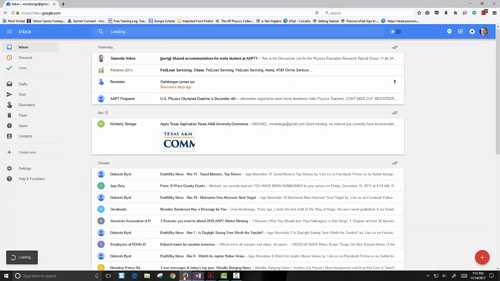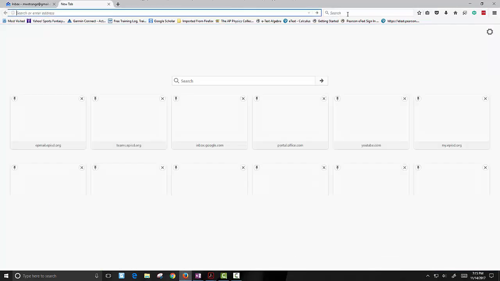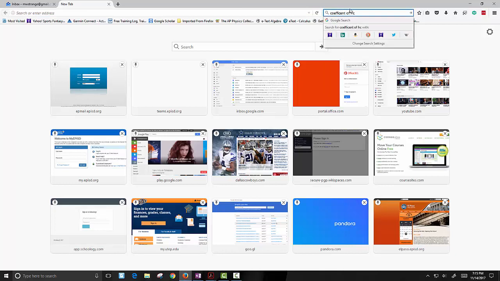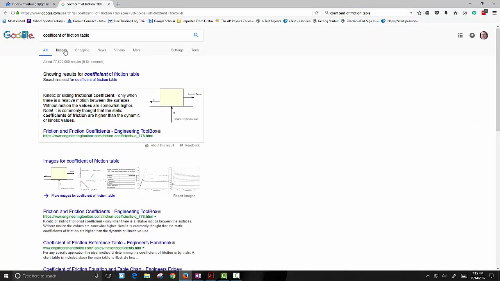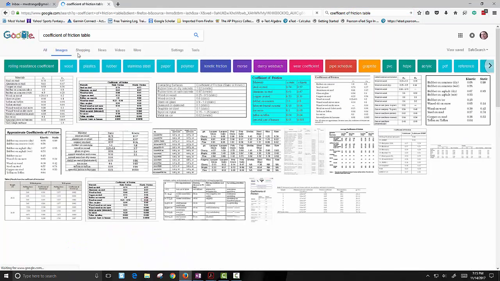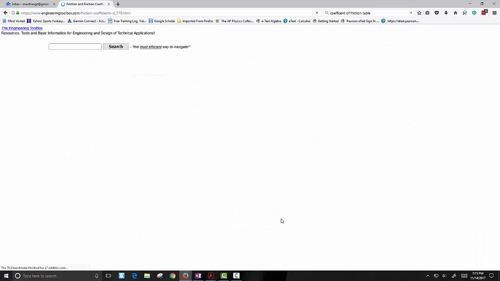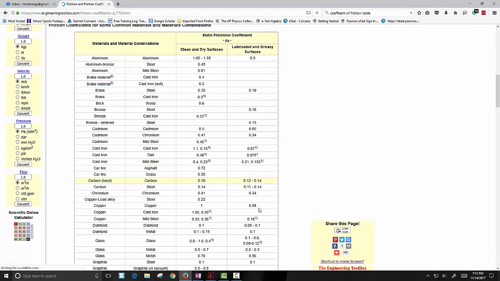That coefficient of friction, though, if you go out and Google coefficient of friction table, then we can pull up a table that has all of these different values. Let's go back. There's an engineering toolbox. Let's see what this has. So here's a bunch of static friction, clean and dry. So you could look it up and say, okay, I've got a brick sliding across a wood beam. The coefficient of static friction is going to be 0.6, versus cast iron on cast iron.